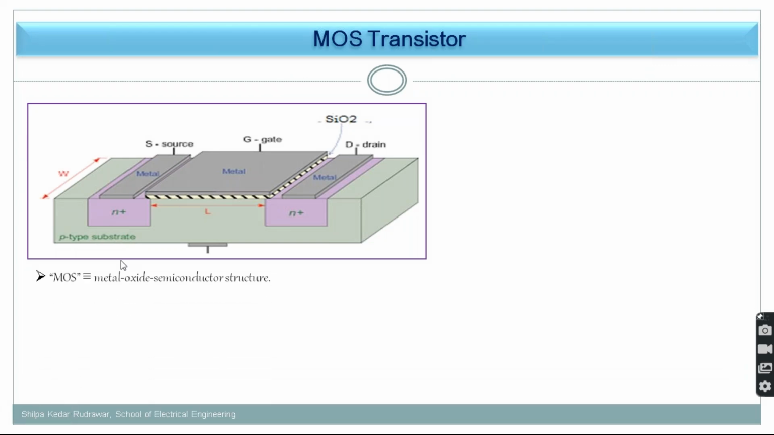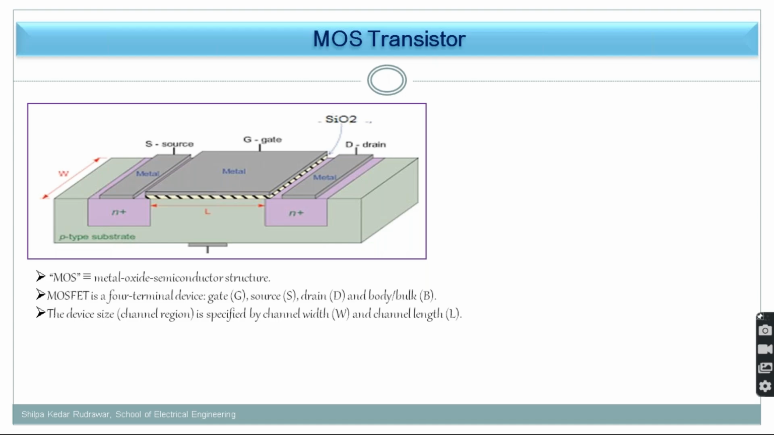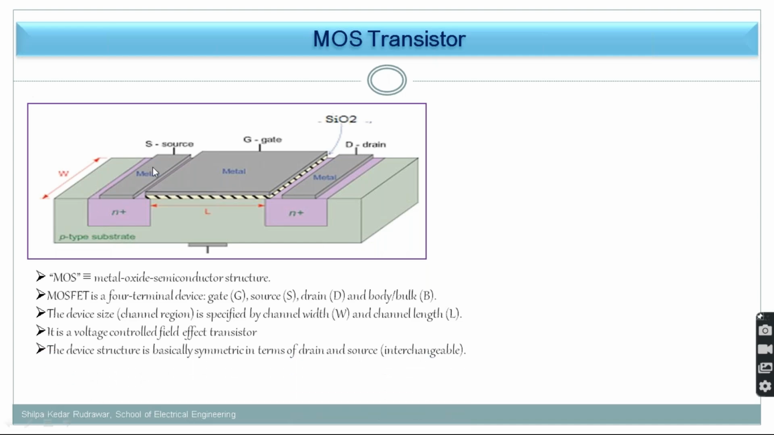MOSFET stands for metal oxide semiconductor field effect transistor. It has 4 terminals. Source and drain are interchangeable, and W and L are the width and length of this MOSFET. It is a voltage control device because gate voltage controls the drain current. Source and drain are interchangeable because the symmetry is the same. Here there is N plus diffusion, N plus diffusion, so drain and source are interchangeable.